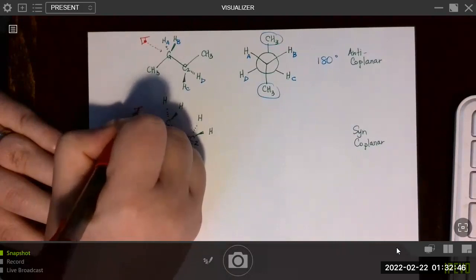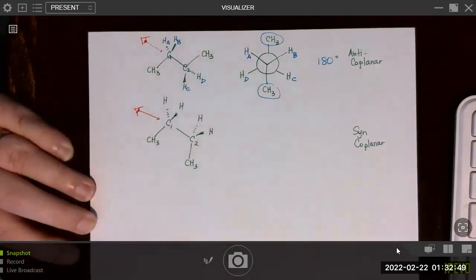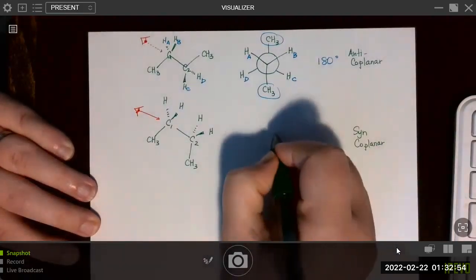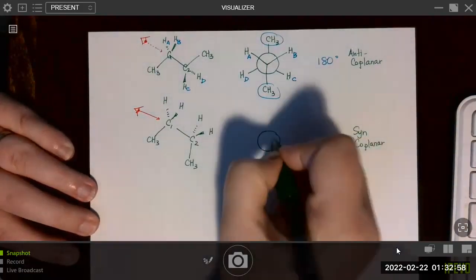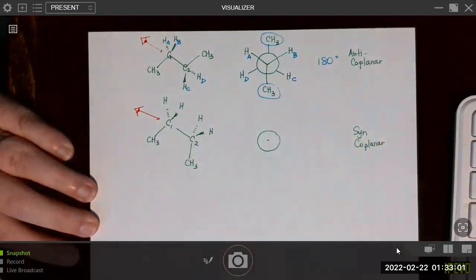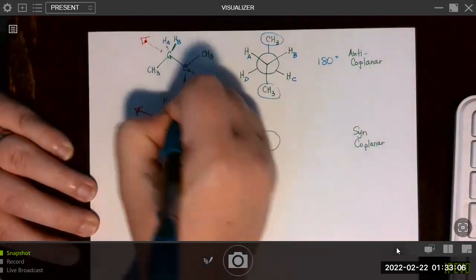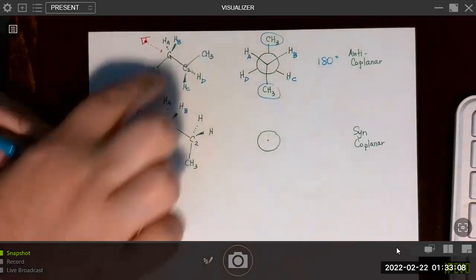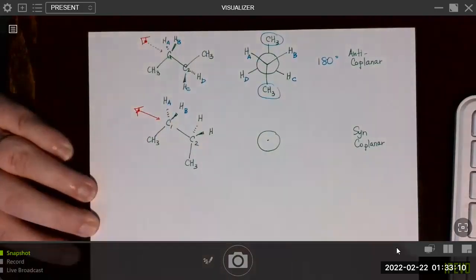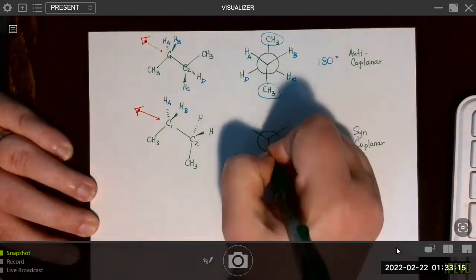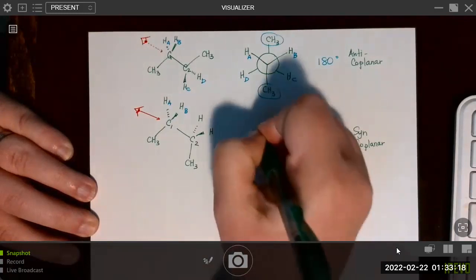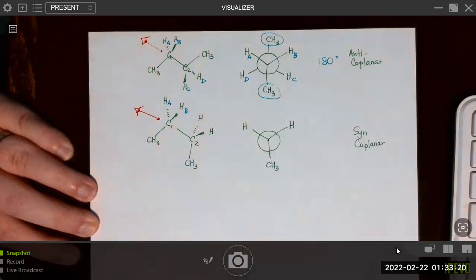Again, let me draw my little eyeball up here, looking down the C1, C2 bond. And we'll draw our generic circle and our dot, and start our Newman projection. We can see that we really didn't change anything about the front carbon from the top to the bottom, so I'll draw that in exactly as I did up above. We have our methyl, and then HA and HB.